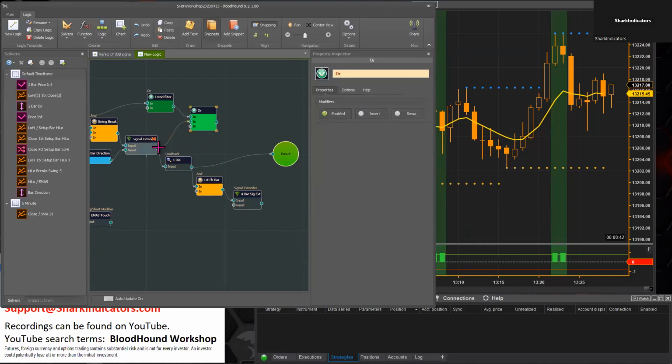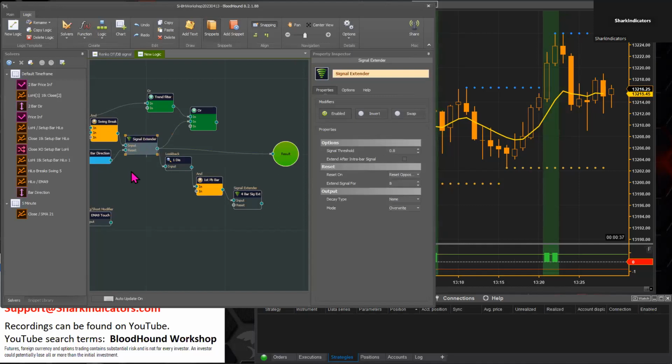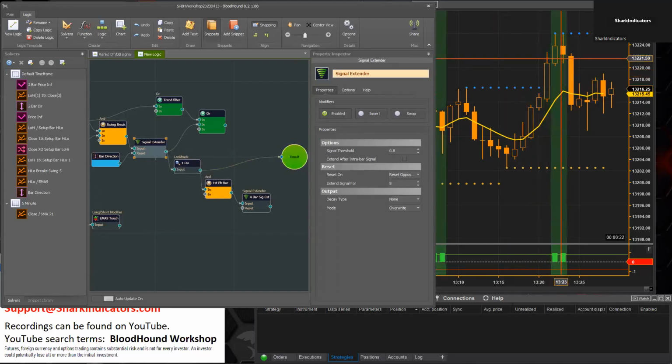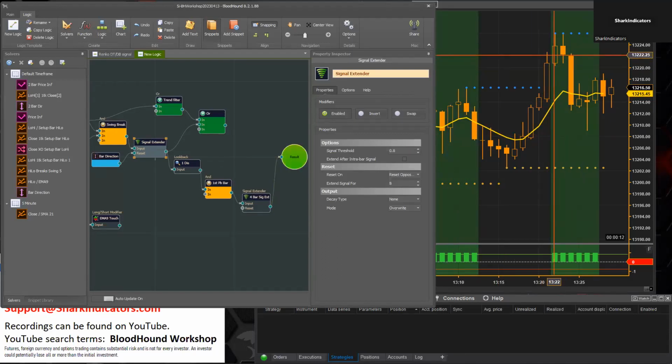So let's go back to the signal extender. Right. So remember, this signal extender is after the swing break, right? And so we actually have two up bars, two continuation bars, and then we shift those two signals forward onto the reversal bar, and then that just keeps getting, so we start from that, and then we just extend further out for the pullback bars.